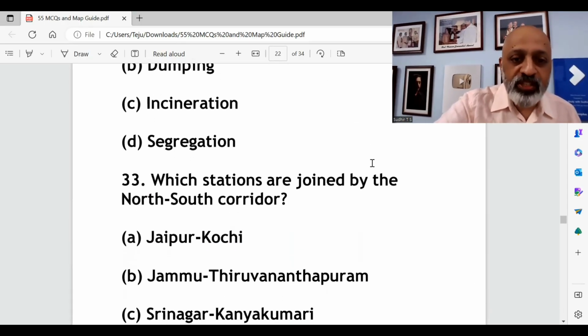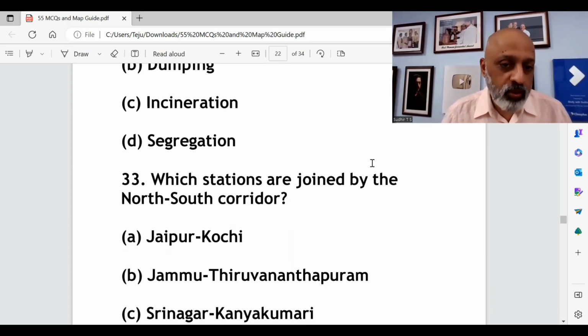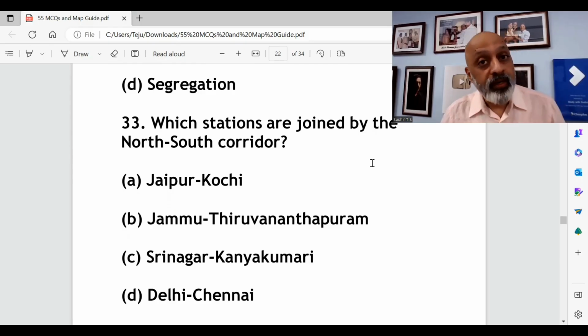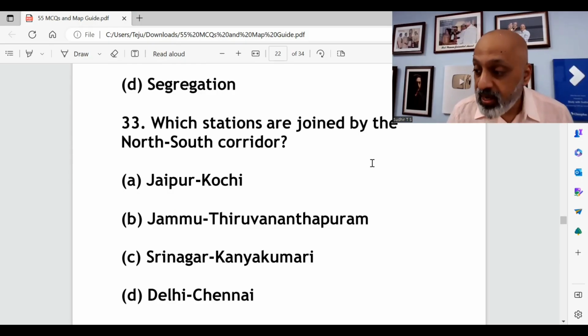Which stations are joined by the north-south corridor? Uttar se Dakshin, Jaipur Kochi, Jammu Tiruvananthapuram, Srinagar Kanyakumari, or Delhi Chennai. The correct answer is C, Srinagar Kanyakumari.